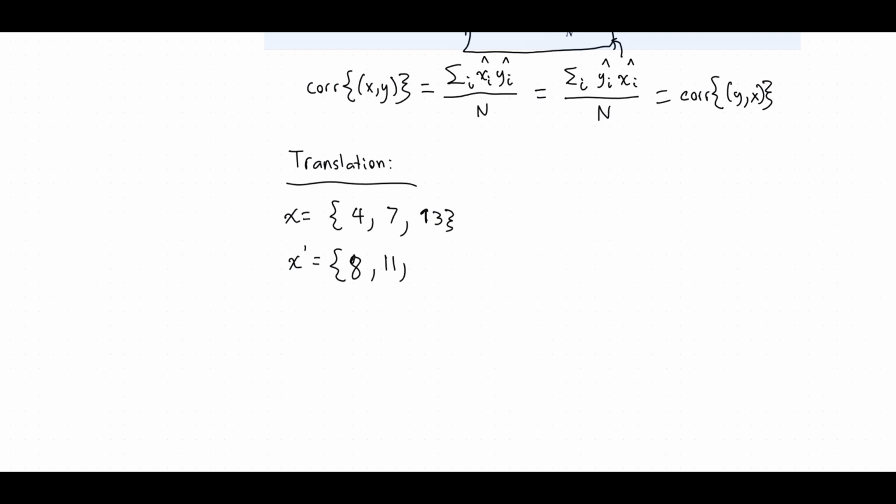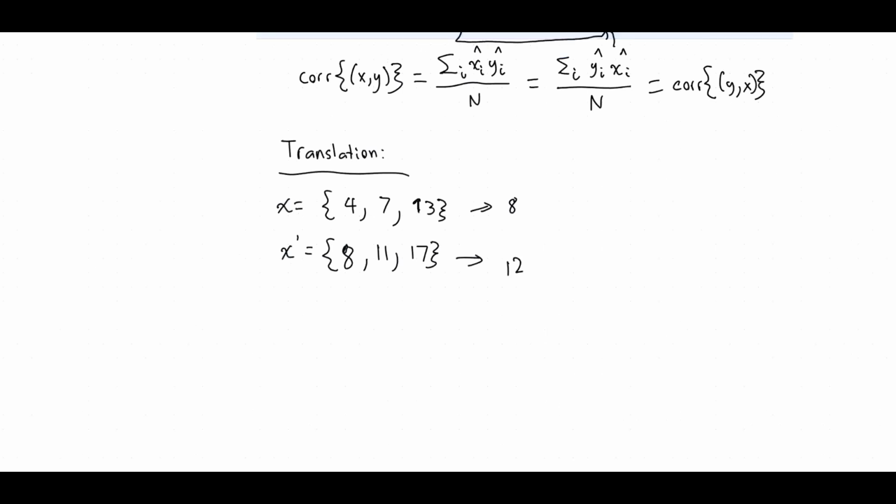And let's see what happened to the mean. So the mean, we can remember it translates by the same amount. Let's prove that to ourselves. So 4 plus 7 is 11, plus 13, that's 24, divided by 3. That's going to give us a mean of 8. Similarly, 8 plus 11 is 19, plus 17 is 36. Divide that by 3, and we get a mean of 12. So we can see when we translate by 4, we also increase the mean by 4.